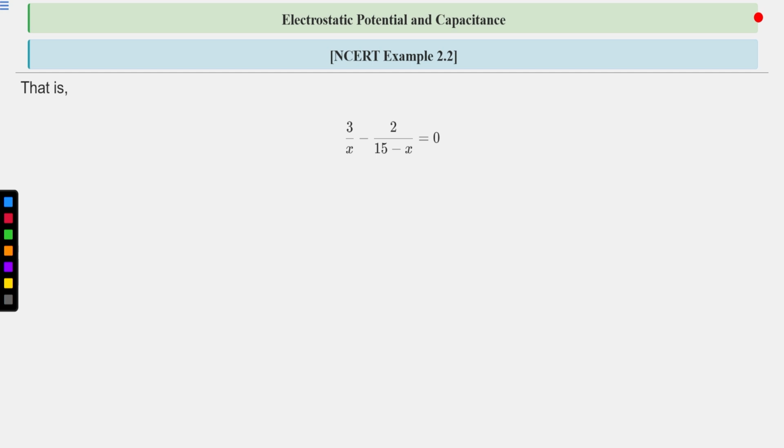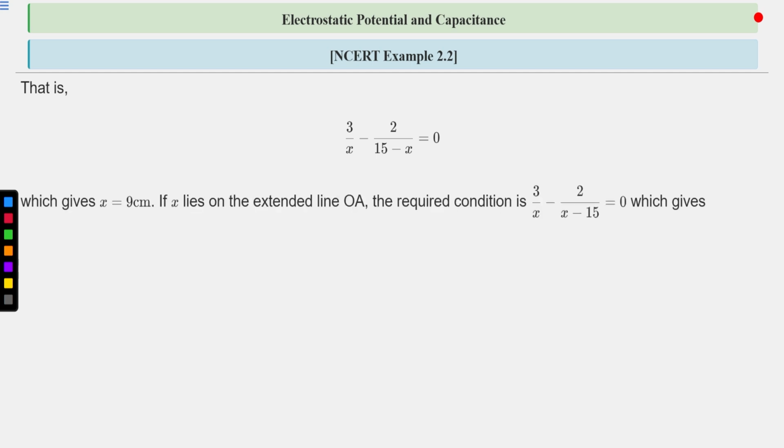So 3 by x minus 2 by 15 minus x equal to 0. So what is the value of x now? Which gives x equal to 9 centimeter. So the point P lies on the x-axis at a distance of 9 centimeter from the origin, from the positive charge. This is the first case.